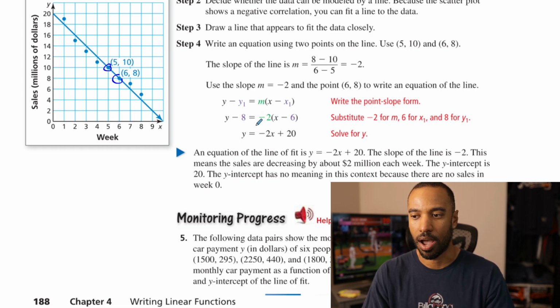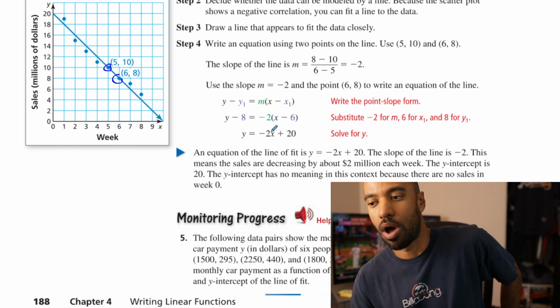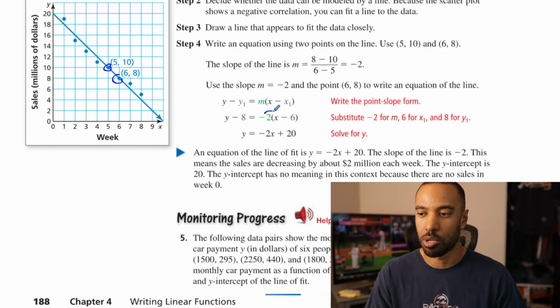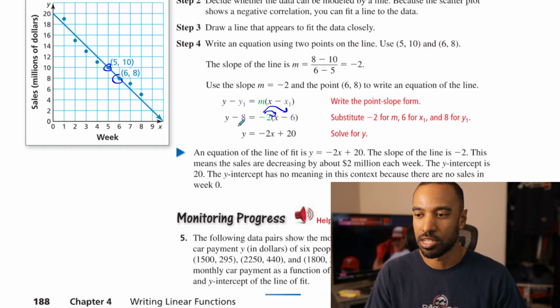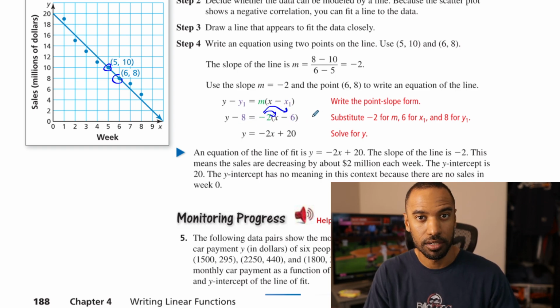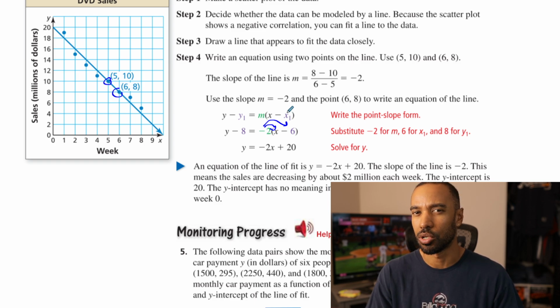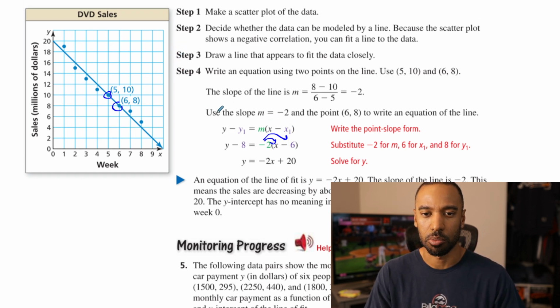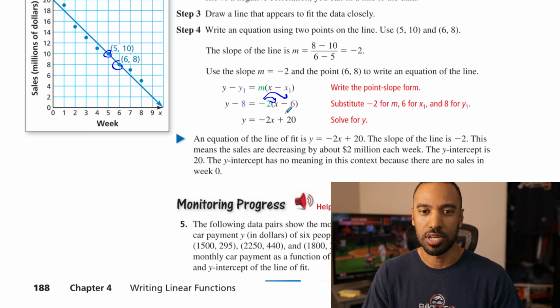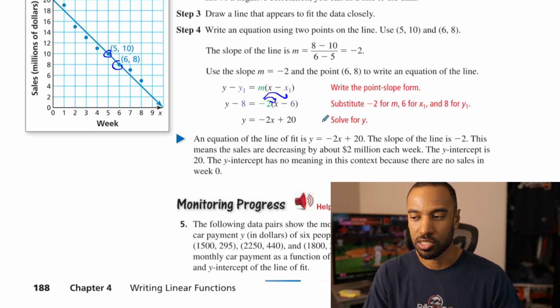Plug them in for x1, y1, and they came up with the slope-intercept form from that by distributing the -2 and adding 8 to both sides of the equation, as we've done from previous sections. I believe it was 4-2 that we were writing from point slope form to slope-intercept form. So you get an equation y equals -2x plus 20. Now, if we interpreted that, what would that say?